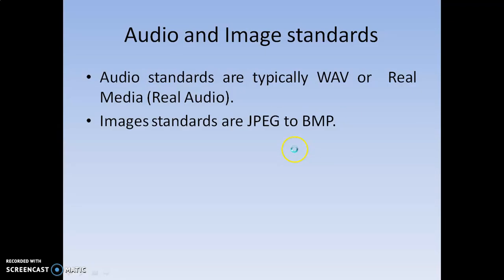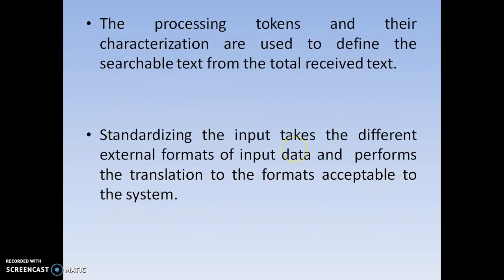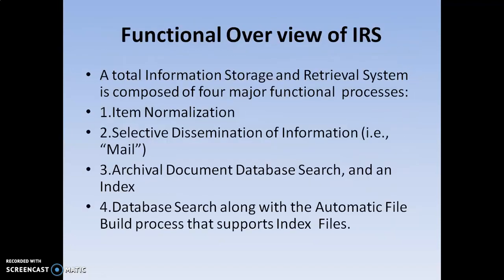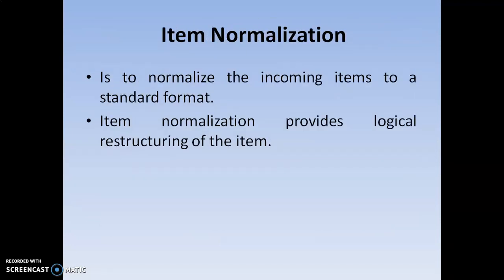Let us start with how these components work. Next, coming to the concept of item normalization. What is the meaning of item normalization? The user can search for relevant items, but this item search cannot be done exactly. The system converts each and every item into the standard format, that means the system-understandable format. That means it logically restructures the item.